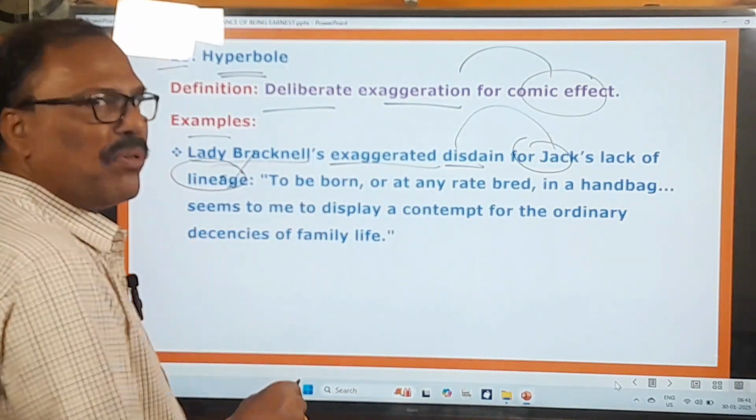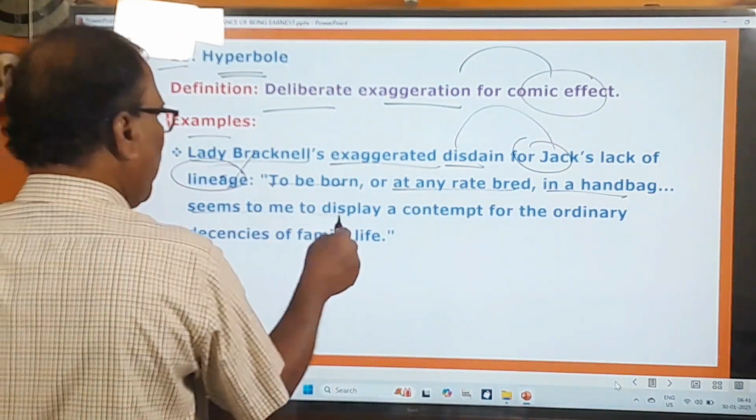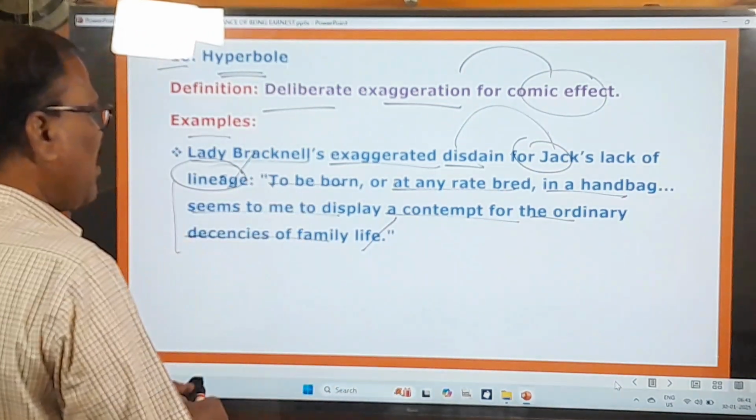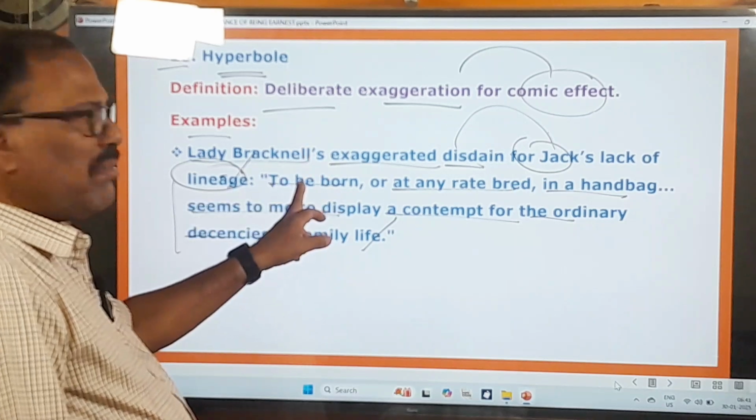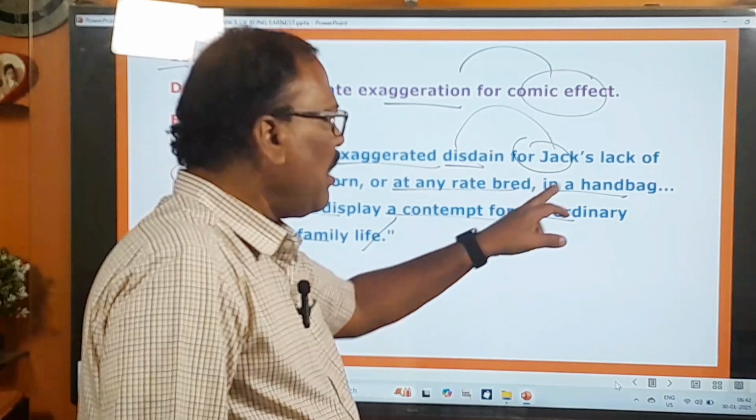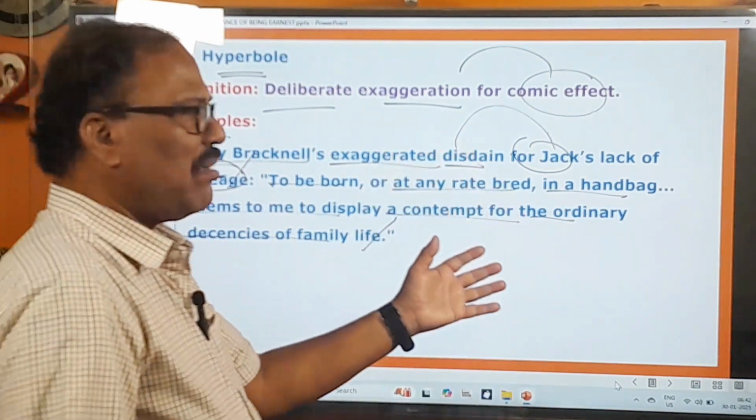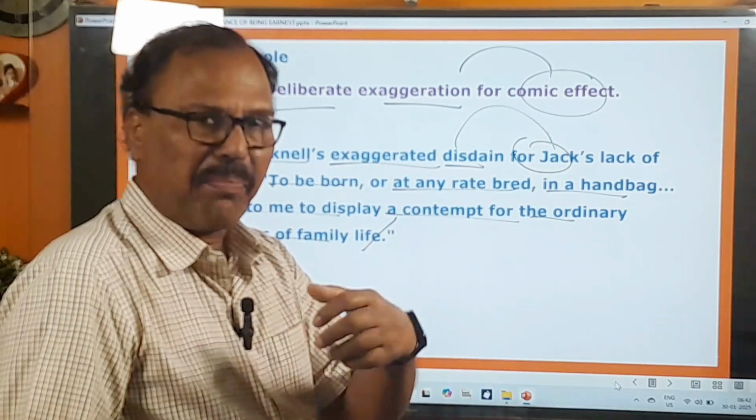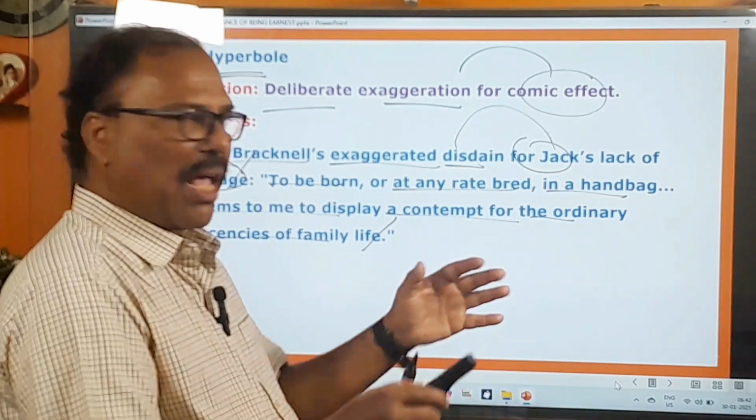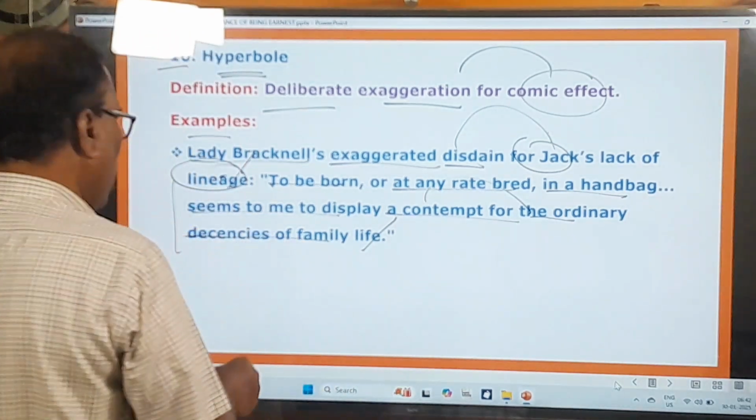"Refuses Jack's proposal to her daughter to be born at any rate bred in a handbag seems to me to display a contempt for the ordinary decencies of human life." And here she says, to be born, having been born, at any rate bred, having been brought up somehow in a handbag. He was found in a handbag, and thereafter he was taken up by some foster parents, and in the hands of those foster parents he was brought up. So all such things happened with Jack, and it seems to me to display contempt for the ordinary decencies of family life.